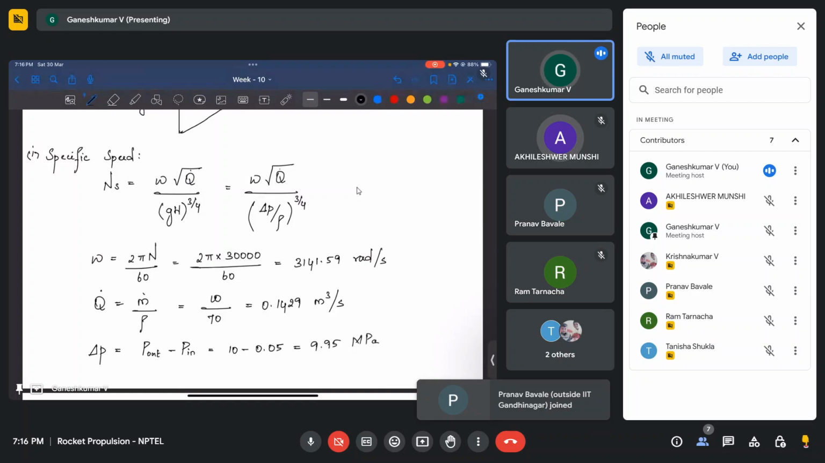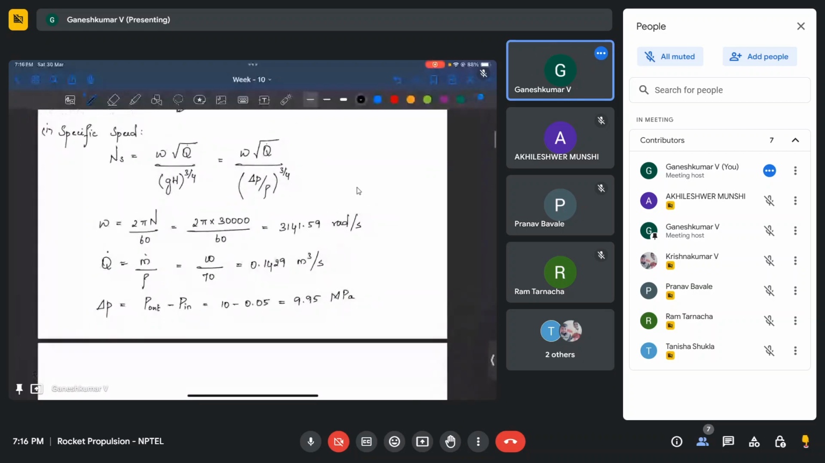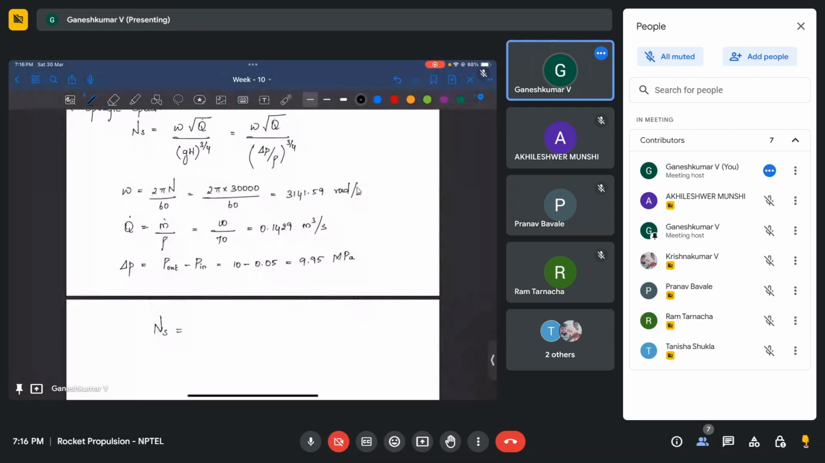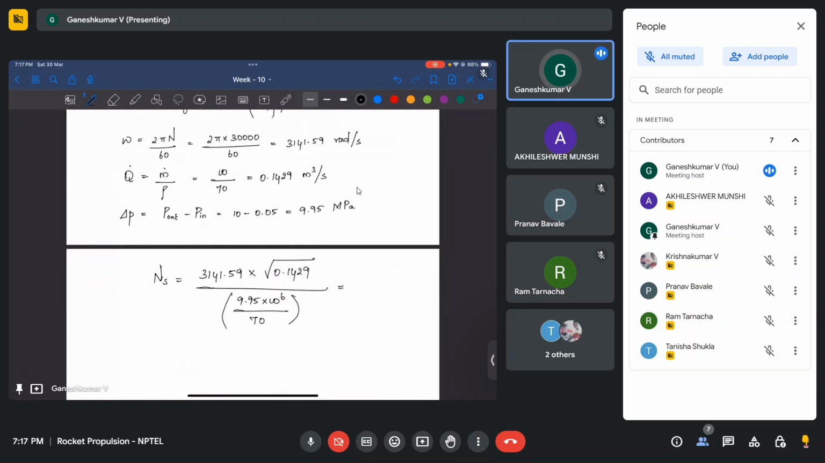So now let's substitute everything together. NS is going to be 3141.59 into square root of 0.1429 divided by 9.95, which is in megapascal, so we may need to convert that into pascals, and density is 70, I think 70 kg per meter cube, right? Yeah. So this is going to be your specific speed. How much is this coming out to be?